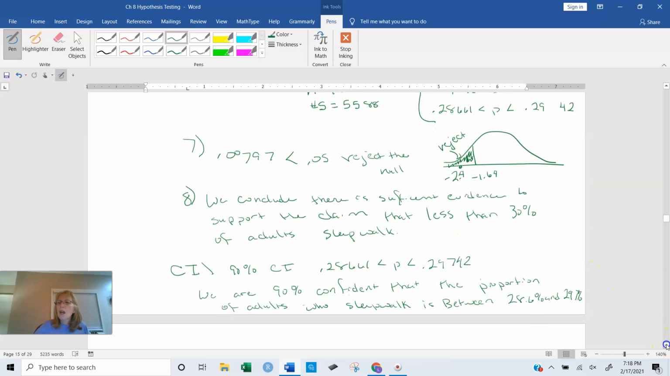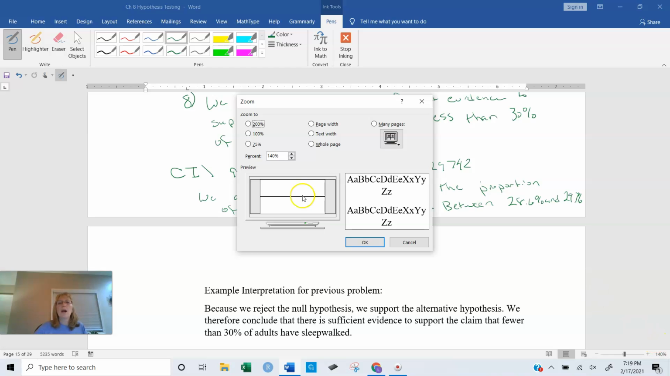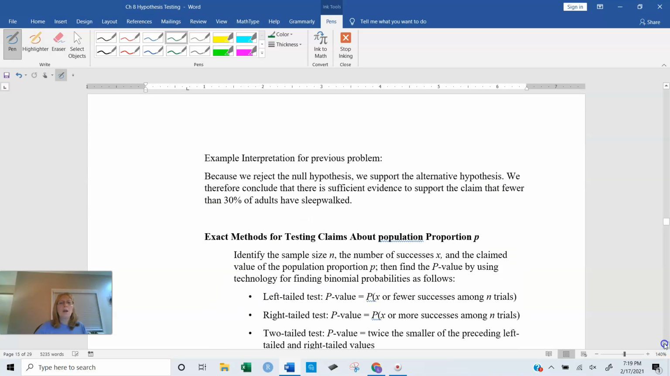The other thing we could look at was a confidence interval. It was a 90% confidence interval, 0.28 is less than p, which is less than 0.29. This says we're 90% confident that the proportion of adults who sleepwalk is between 28 and 29%. This is less than 30, so that also holds true, since we said they were less than 30. We just explained this above in the last statement.